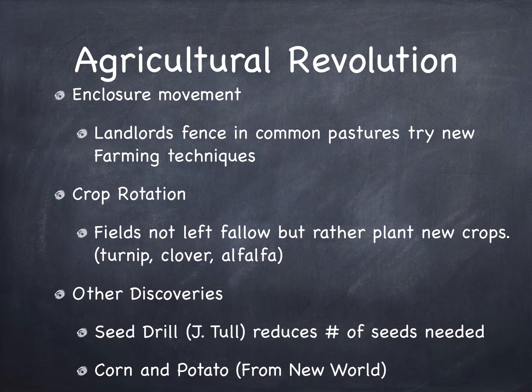Other discoveries were that Jethro Tull invented the seed drill, which reduces the number of seeds you needed because you could drill down into the ground and plant things in nice, neat rows. And corn and potatoes were brought from the New World. They were easy to grow and cheap and full of calories. So you could feed poor people with corn and potatoes, and they would have enough caloric intake to live and keep working hard. So this was all good.